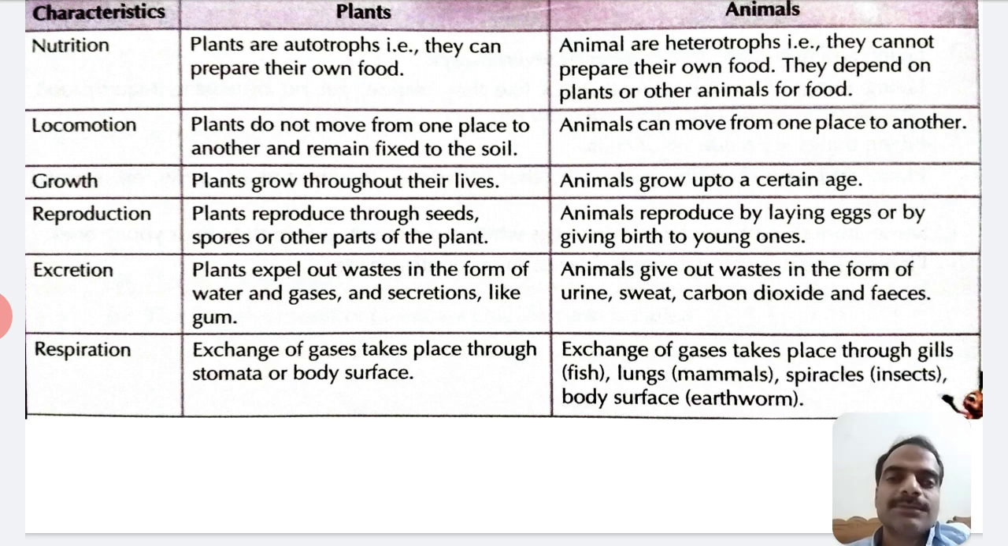Coming to animals, animals give out waste in the form of urine, sweat, exhalation of carbon dioxide, and excretion of feces. Feces means stools.